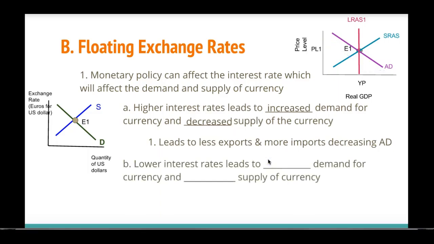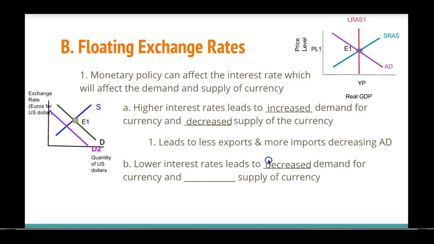Okay, so what about lower interest rates? If you lower the interest rate, what happens to the demand for currency? The demand for currency is going to drop, because foreigners are going to say, nope, don't want to go there. They have low interest rates. I'm not going to get as much on a return on my investment. And we're going to have an increased supply of our currency.